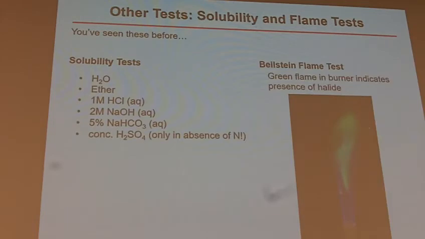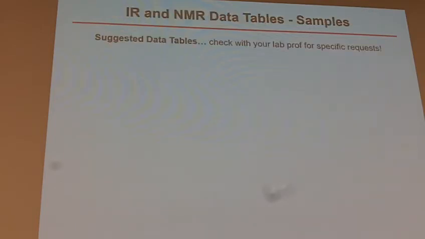And then, like I said, you're also looking for that flame test. If you get a green flame, then that's pointing at you having a halide, and you'll figure out from GCMS what halide you have, okay?